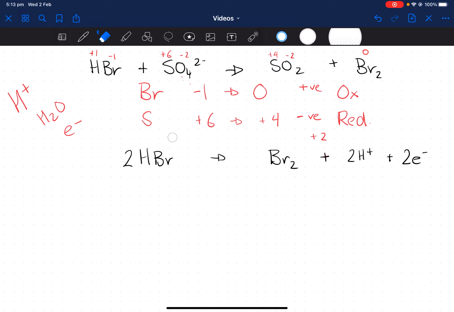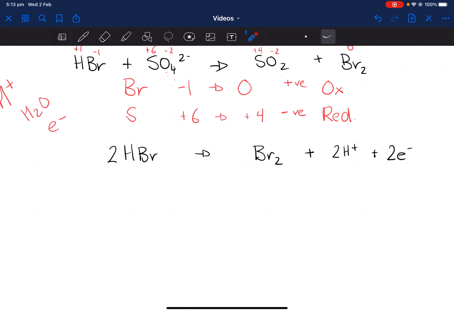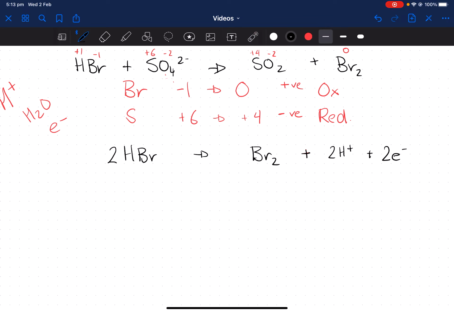All right, I'm just going to erase that real quick. All right, so now we're balanced. We've got 2 hydrogens on both sides, 2 bromines on both sides, and we've got a balanced charge on both sides. So our oxidation reaction is done for the moment. So we're going to quickly move on to our reduction reaction.